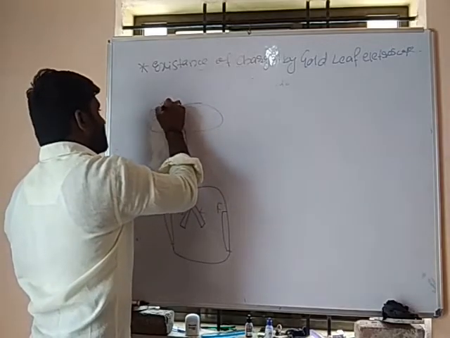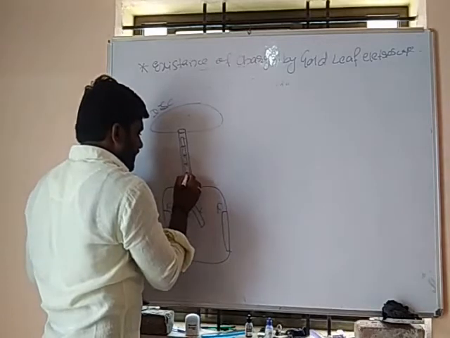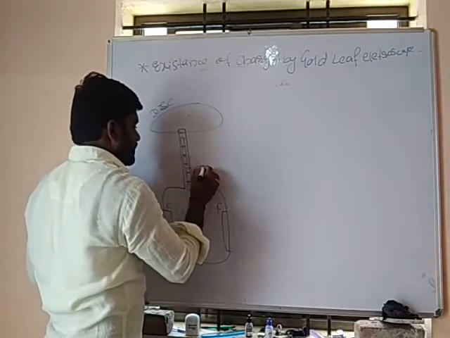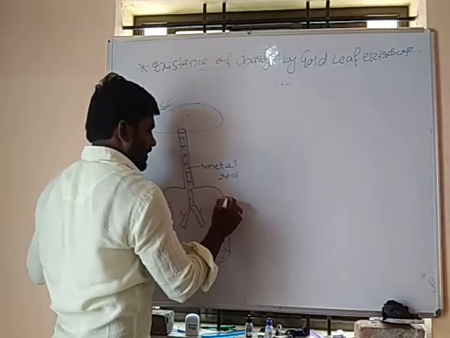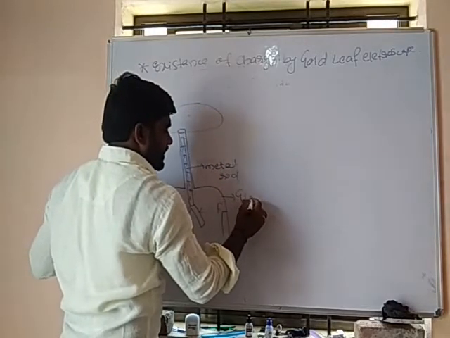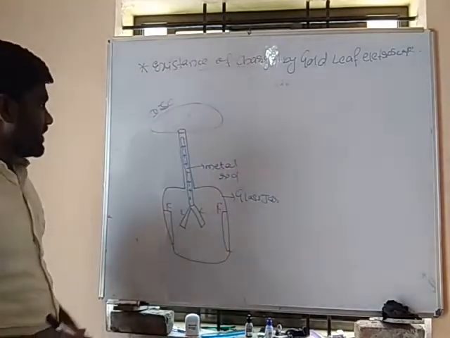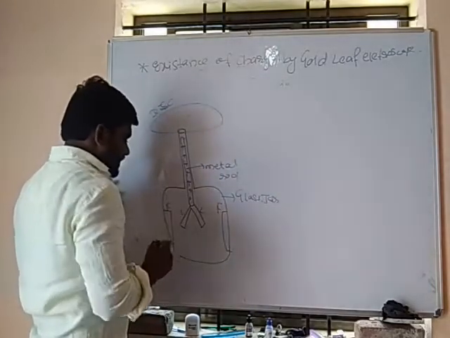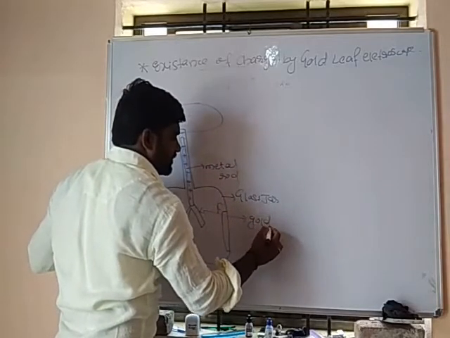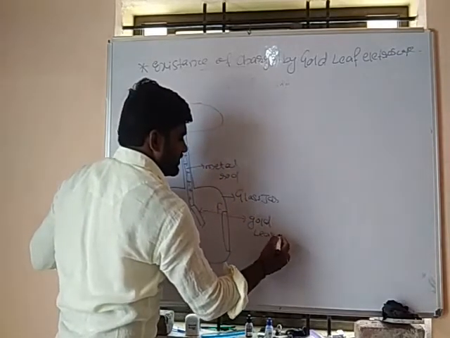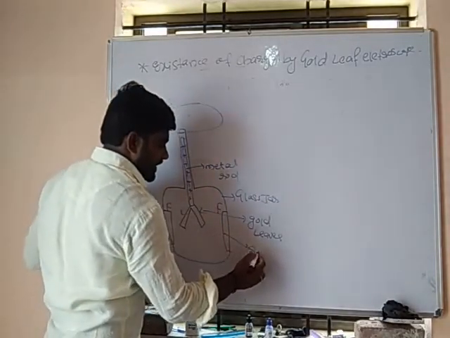This is your disc. This is your metal rod, this is your glass jar, and this is your disc. L and L are the gold leaves. Then F and F is the sensitive material.